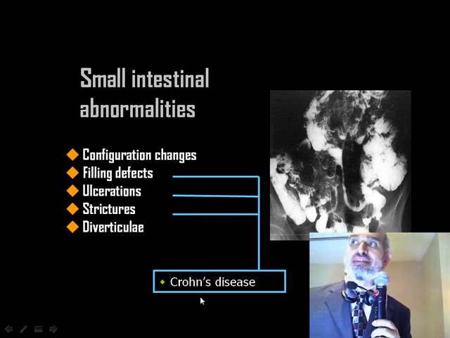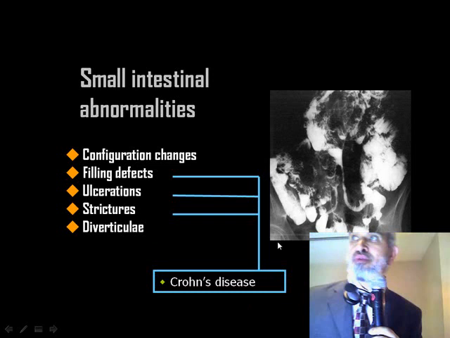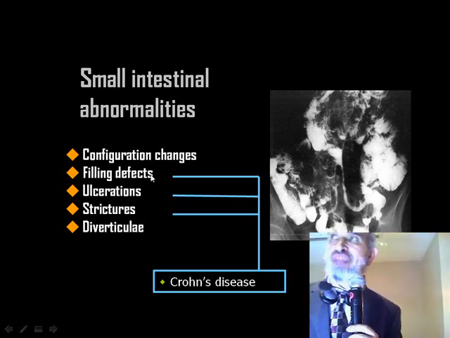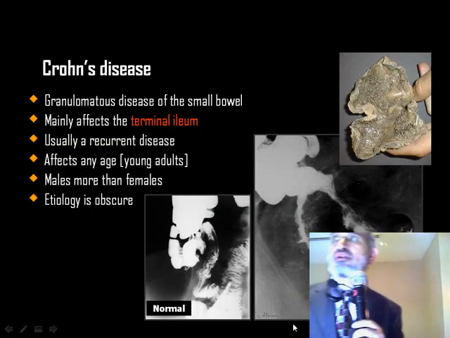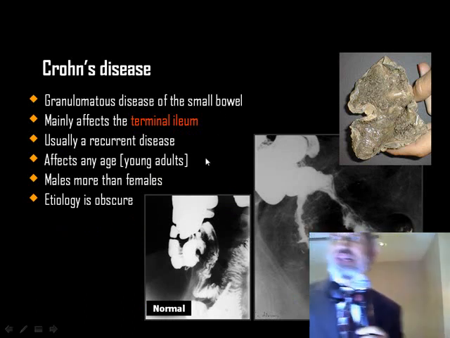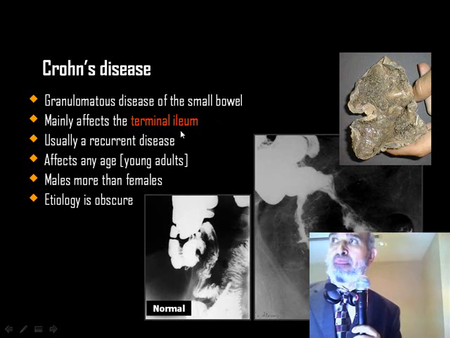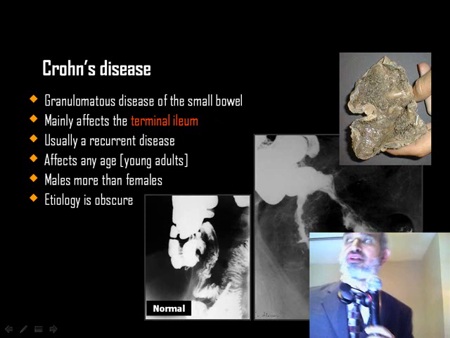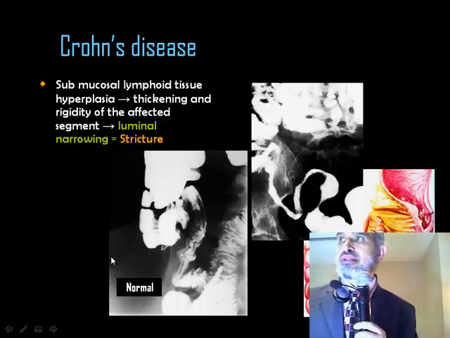Then there is a single disease that can produce a lot of changes in the small bowel, which is Crohn's disease. Crohn's disease can produce filling defects, ulcers, and strictures. And Crohn's disease, as you all know, is a granulomatous disease, and its cause is unknown and it is usually affecting the terminal ileum, resulting in luminal narrowing and mural ulcerations, strictures, fistulae, and perforations, as we will see.